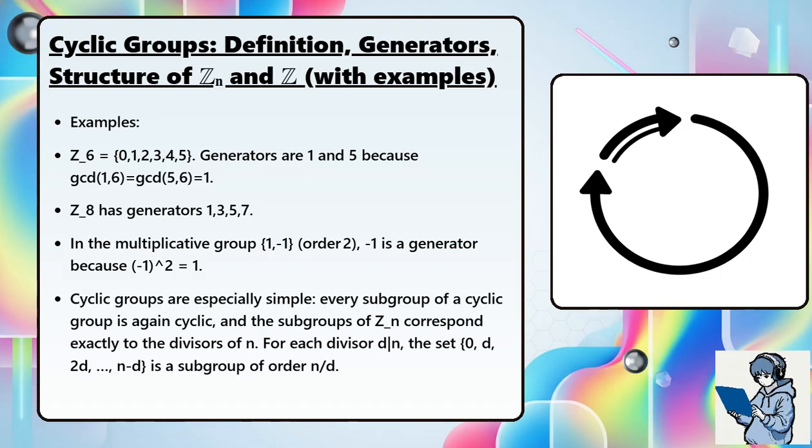Cyclic groups are especially simple. Every subgroup of a cyclic group is again cyclic, and the subgroups of Z sub n correspond exactly to the divisors of n. For each divisor d that divides n, the set 0, d, 2d, up to n minus d is a subgroup of order n over d.